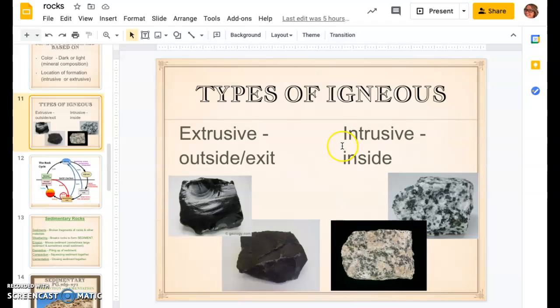Intrusive igneous rocks, intrusive, inside. Intrusive sounds a lot like the word inside. And when intrusive igneous rocks form, they form when you have magma deep inside the Earth's surface, cooling and hardening. Because these rocks are forming deep inside the Earth, the magma cools much slower and gives time for individual mineral grain crystals to grow and form. As you can see in this picture and this picture as well, you can begin to see individual crystal grains.